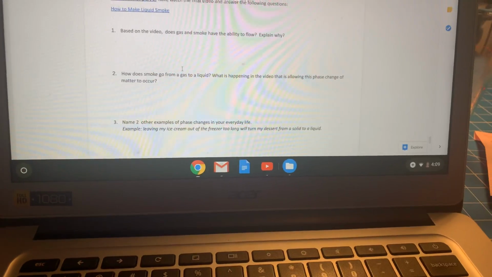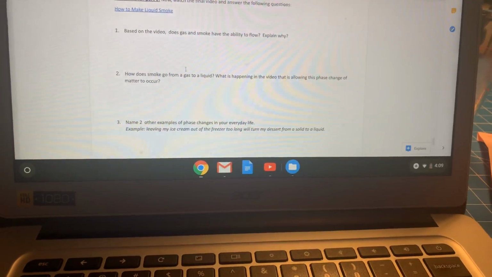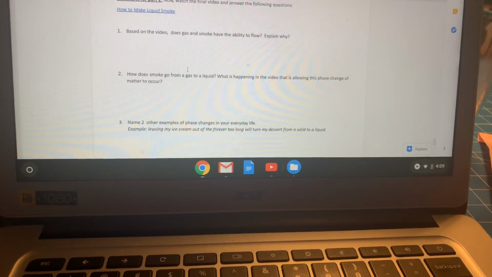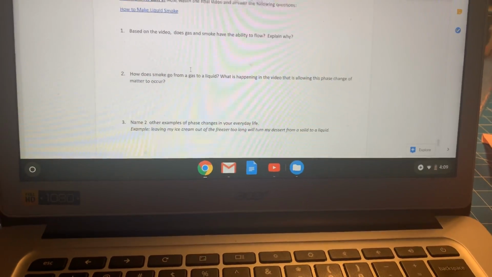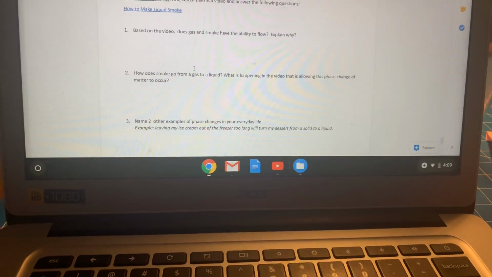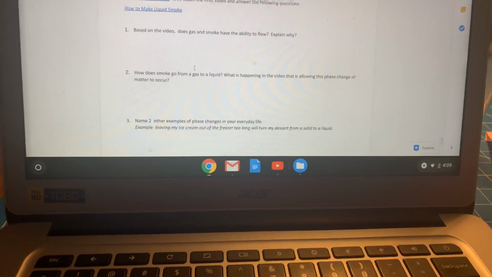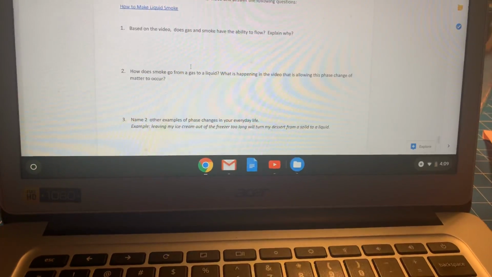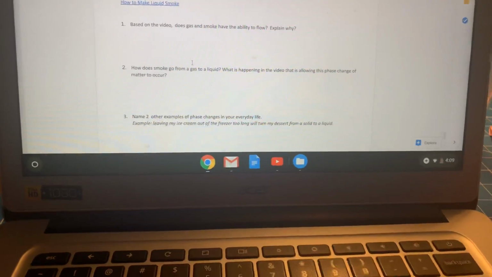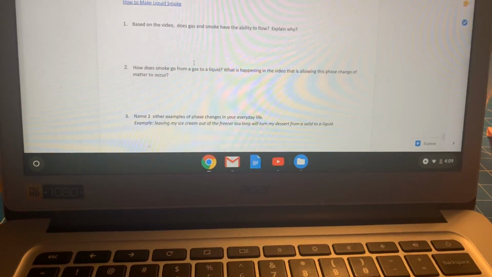So make sure that you're understanding what the question is asking. What happens that allows the phase change to occur? So what did we do to that paper, making that solid turn liquid? And lastly, name 2 other examples of a phase change in your everyday life. So something we all can relate to.